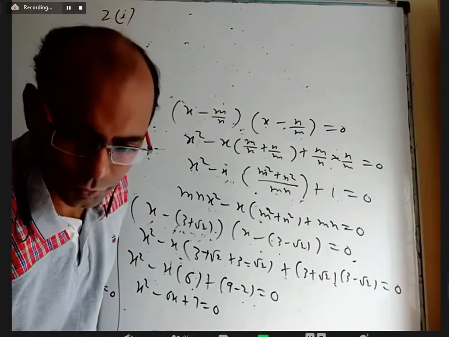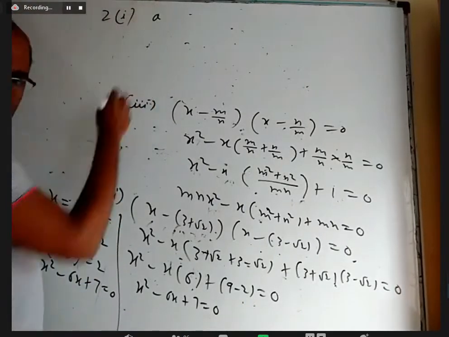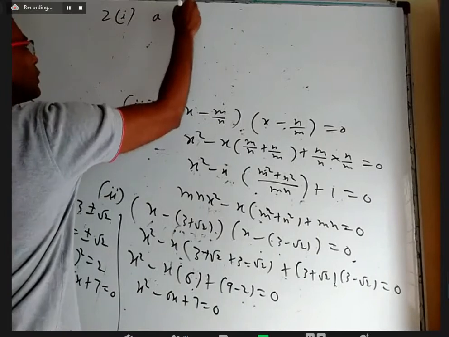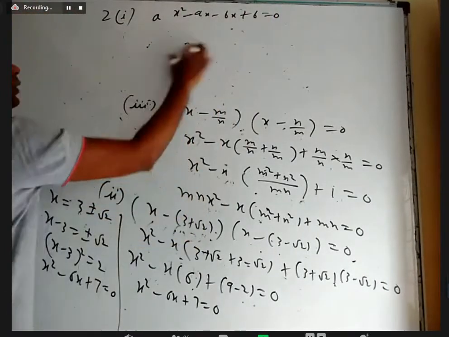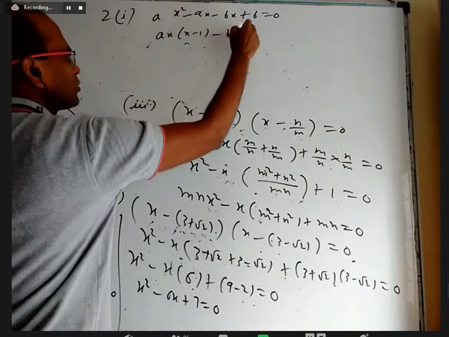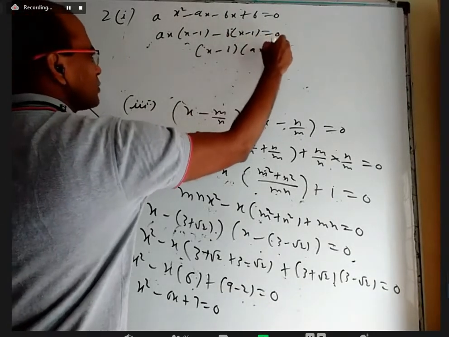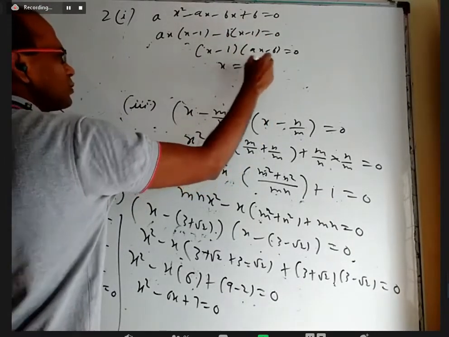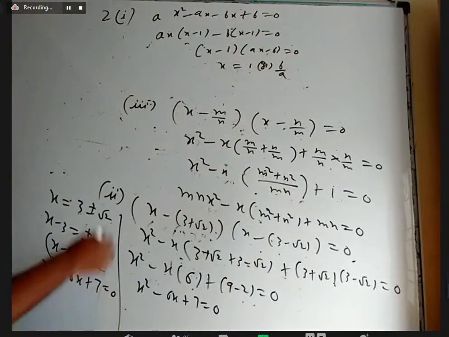So the first one: ax square minus ax minus bx plus b equal to 0. I can take ax common, it will be x minus 1, minus b common, x minus 1. So (x - 1)(ax - b) equal to 0, x is equal to 1 or b by a. Directly we got the roots, so the roots are real.